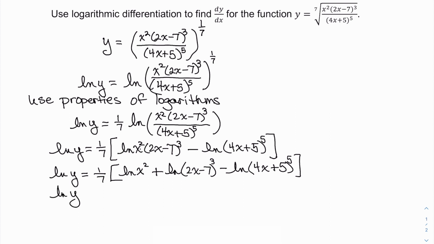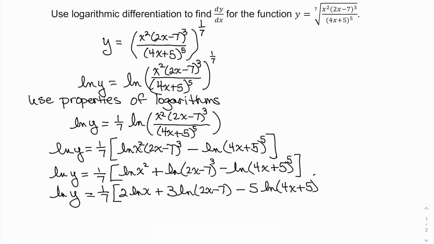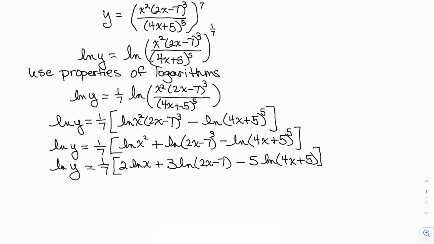So the natural log of y is equal to 1/7 times 2 times the natural log of x plus 3 times the natural log of 2x minus 7, and then minus 5 times the natural log of 4x plus 5. Now again, these are all properties of logarithms that we're using. We haven't differentiated yet. One more step before we differentiate: we're going to distribute that 1/7 through.